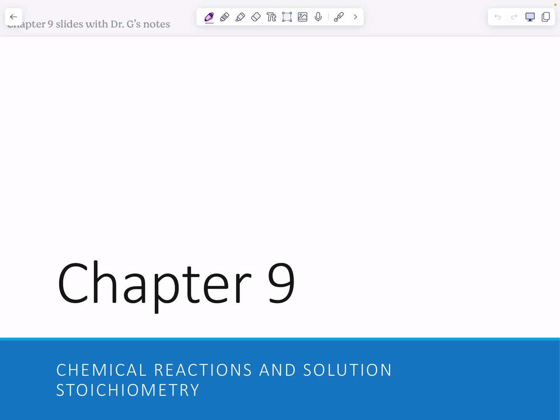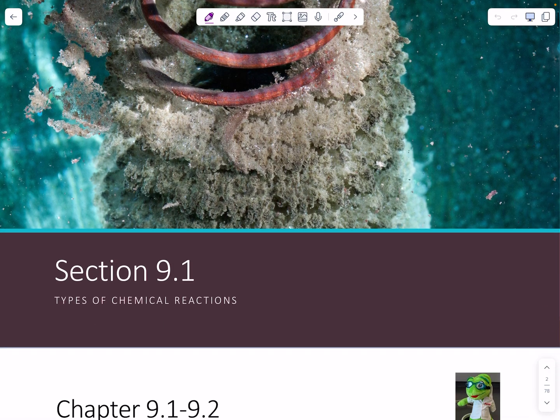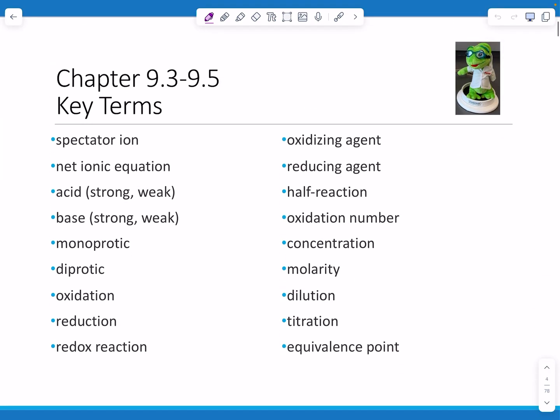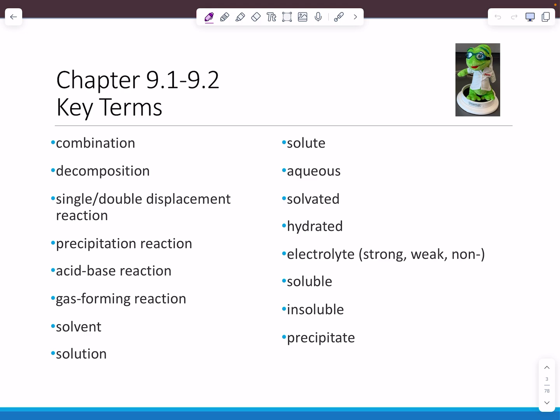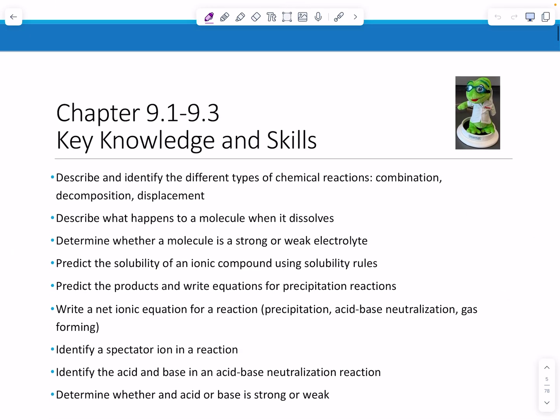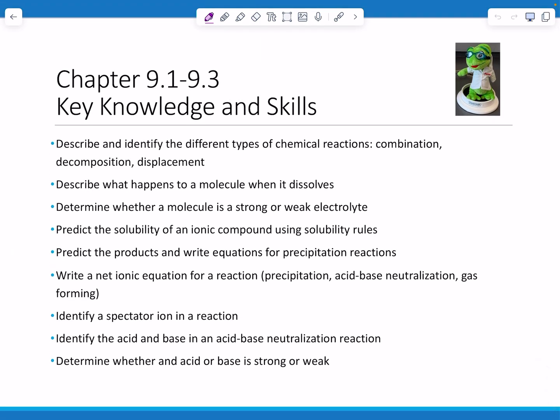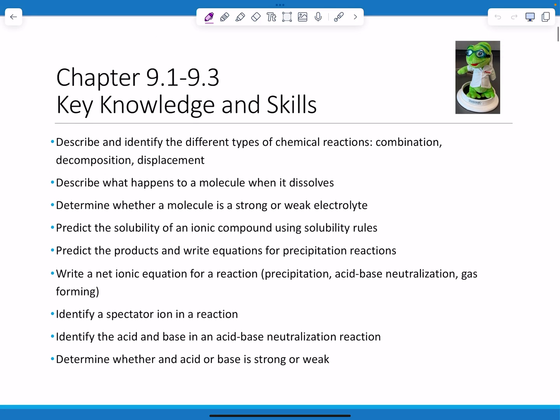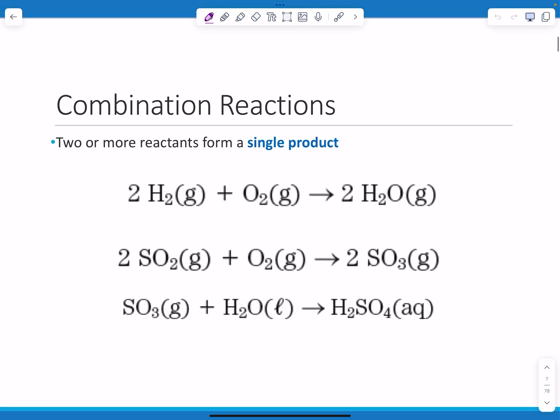We're first going to talk about types of chemical reactions. You'll notice that there's a lot of terms in this chapter. Some of them are ones that you have encountered before. You've encountered almost all of them in lab. And so here we go. We're going to talk about types of chemical reactions, like what kinds of things can happen when we mix molecules together.